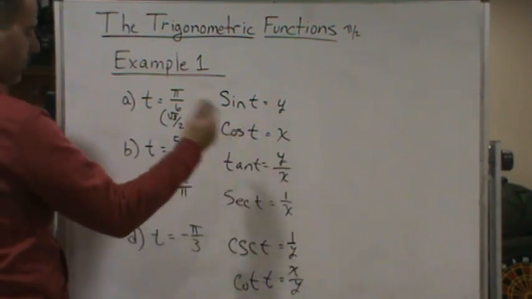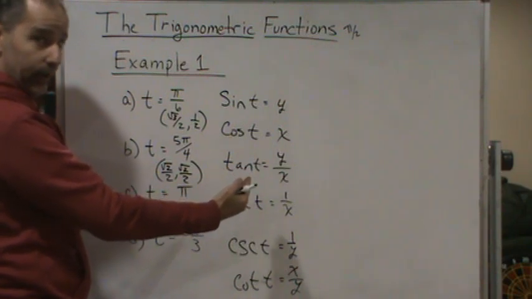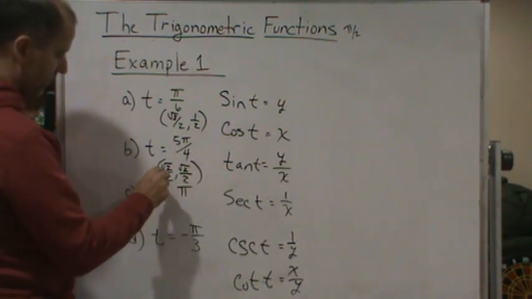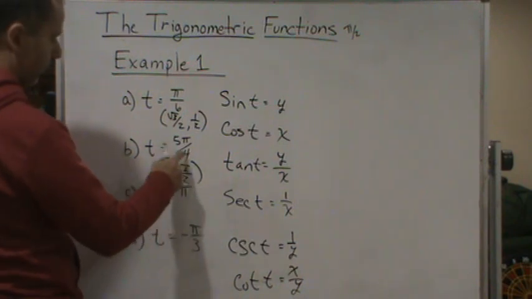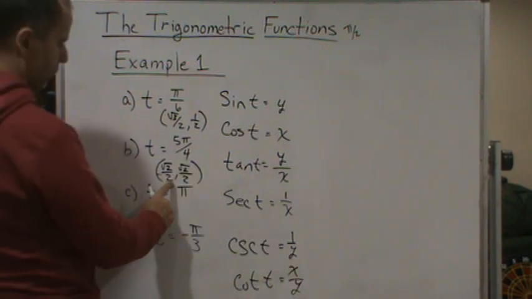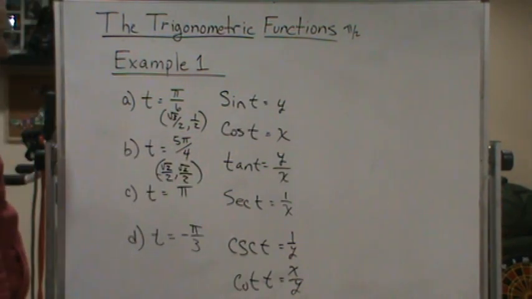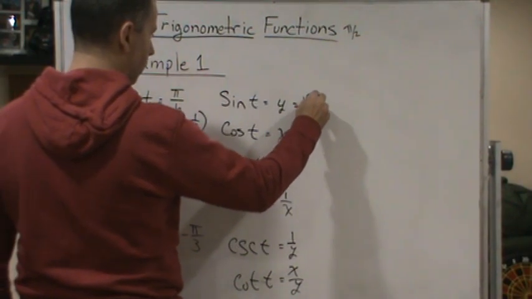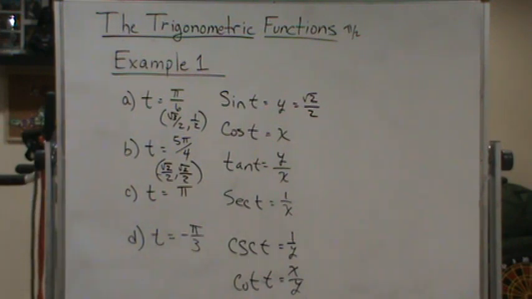But when we go to the second quadrant, what happens? The x coordinate changes signs. So it'll go to negative root 2 over 2. Okay, so now here's our point that we're going to be dealing with. So all we have to do is, once we get our point, we fill in and simplify. So this is going to be equal to square root of 2 over 2.